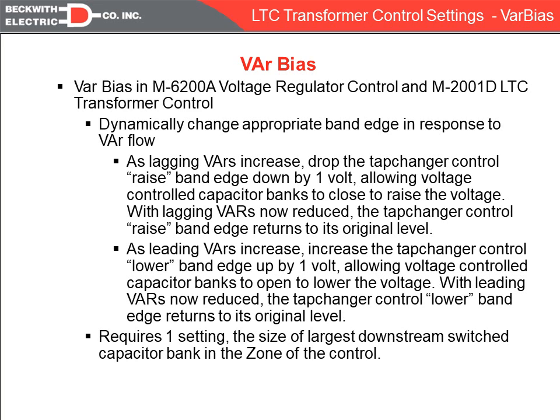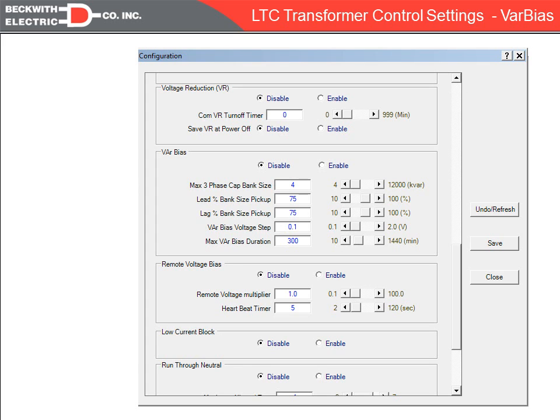So we can only reduce the voltage at the source as much as the end line voltage allows us to. So if we can have the end of line voltage be closer to the source voltage, then we can get additional voltage reduction, and capacitor banks allow us to do that. So the way the VAR bias works is you enter in the largest switch capacitor bank you have downstream to this control, what percentage you want it to operate lead and lag.